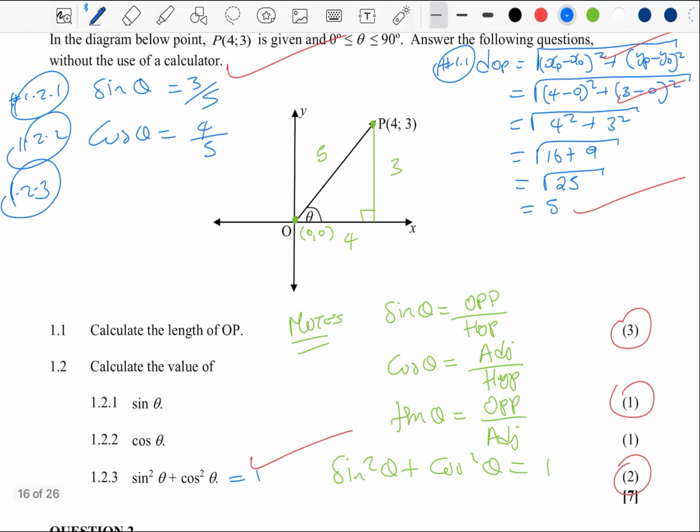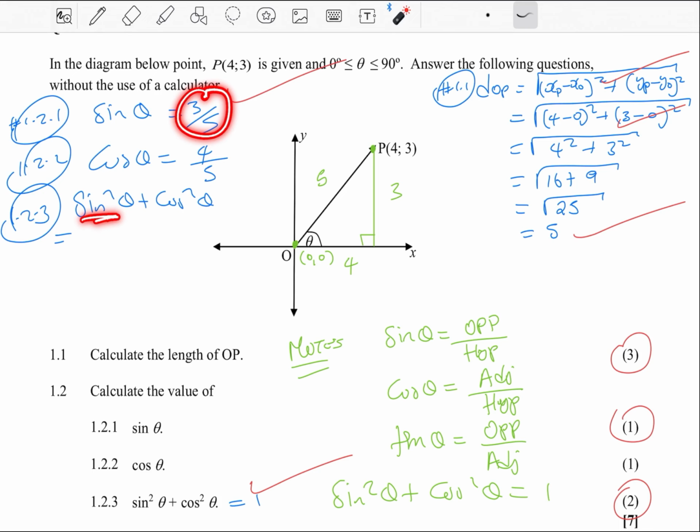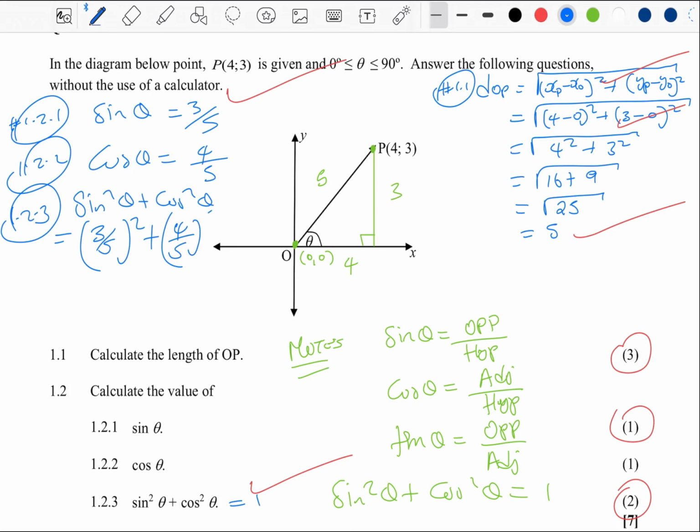So what you do is, you say, okay, cool, what's sine squared theta plus cos squared theta? You have sine squared theta plus cos squared theta, right? So sine theta, I've already identified as 3/5, so it's going to be 3/5 squared. Cos theta, you've already identified as 4/5, right? So it's going to be 4/5 squared.